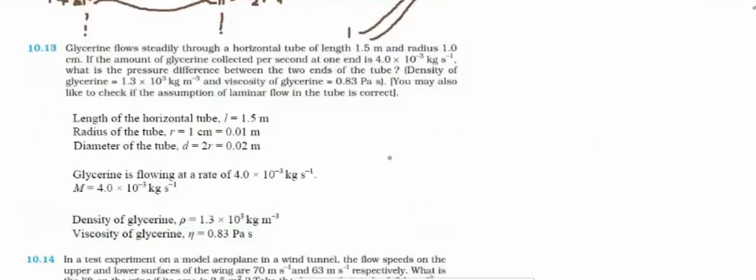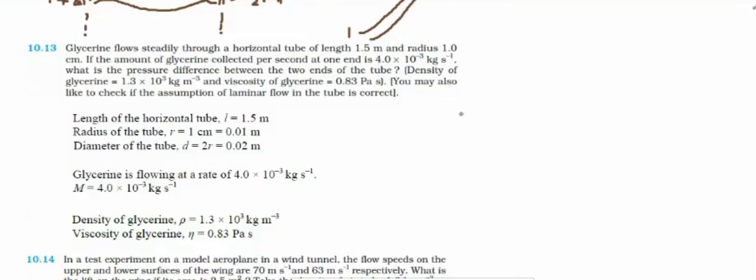Then next, glycerin flows steadily through a horizontal tube of length 1.5 meter, radius 1 centimeter. If the amount of glycerin collected per second at one end is 4 into 10 power minus 3 kilogram per second, what is that quantity given? It is given mass per second. Then what is the pressure difference between two ends of the tube? Then remaining data are given. This problem can be solved using Bernoulli's theorem, but there is another easy way to solve this problem.